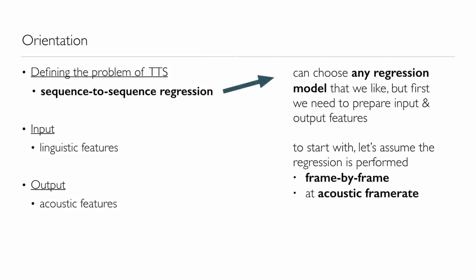So we can choose any regression model, and for now we will be choosing the neural networks as a regression model. So for regression, we will assume a frame by frame mapping between the linguistic features and the acoustic features. For this, we need to upsample the linguistic features, as said by Simon, at the acoustic frame rate.